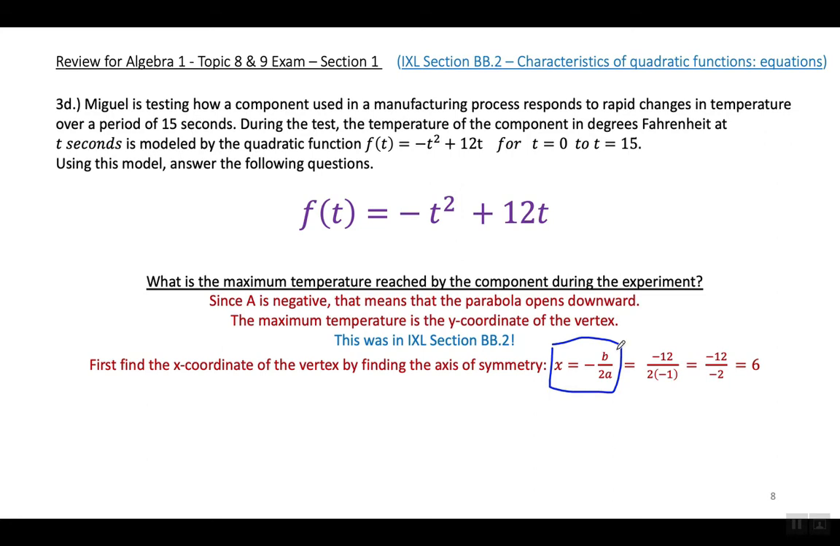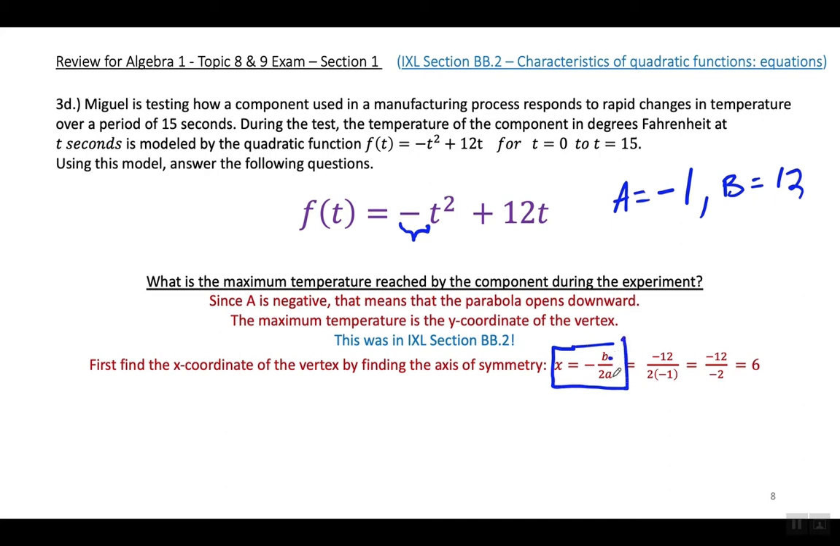So in this function, you can see that a is negative 1. A is the number in front of t squared. And b is 12. So a is negative 1, b is 12. You're just substituting that into this formula.